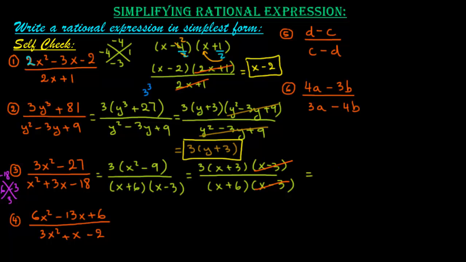That leaves us with 3 times x plus 3 over x plus 6, and that is the lowest term. That's our final answer for problem 3.